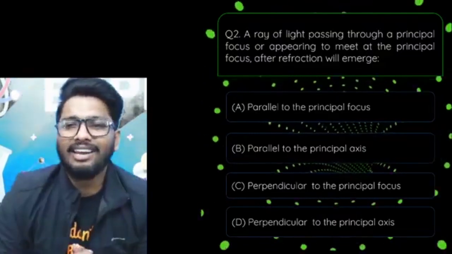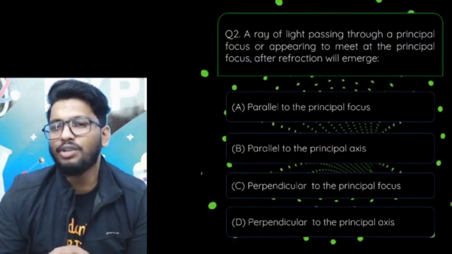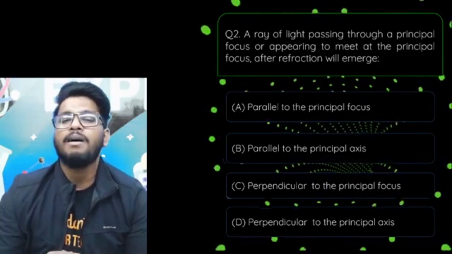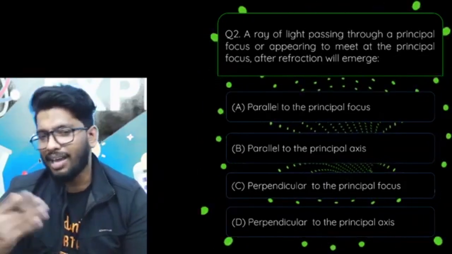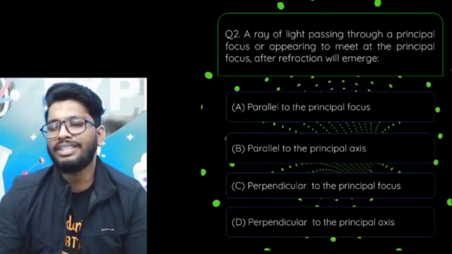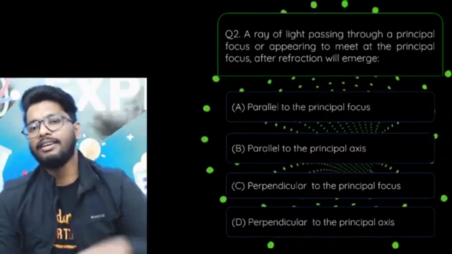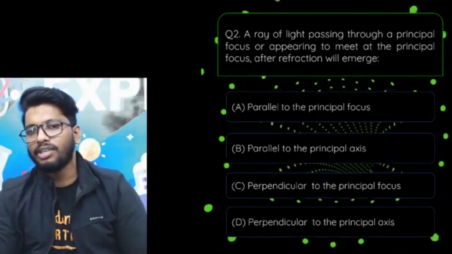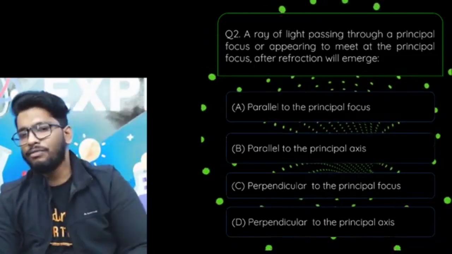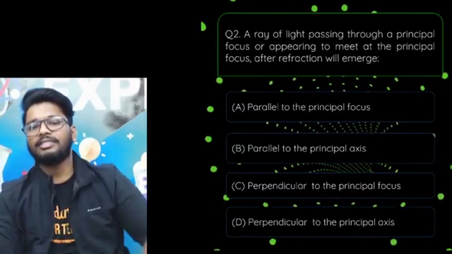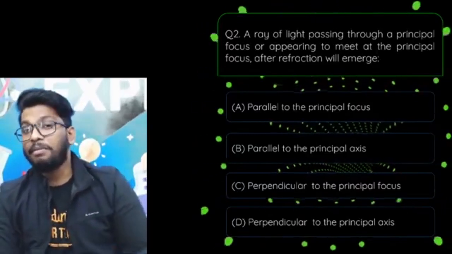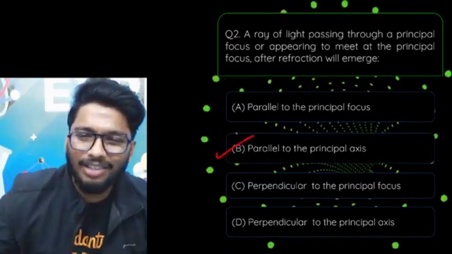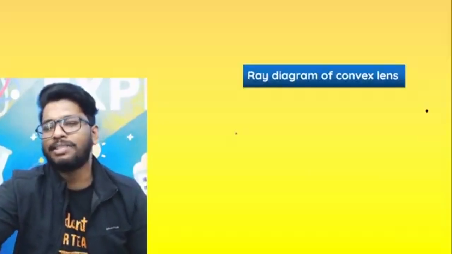Here's another one for you guys. A ray of light passing through a principal focus or appearing to meet at the principal focus after refraction will emerge: parallel to the principal focus, parallel to the principal axis, perpendicular to the principal focus, or perpendicular to the principal axis. What do you think? The answer is in 5, 4, 3, 2, 1. It's going to be parallel to the principal axis, not principal focus, but parallel to the principal axis.